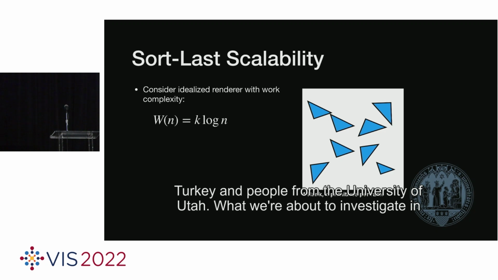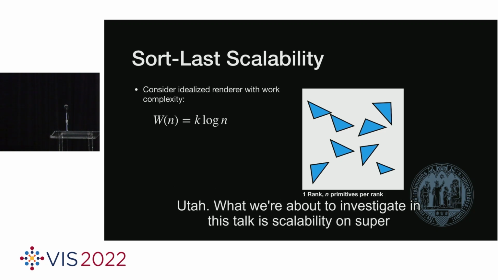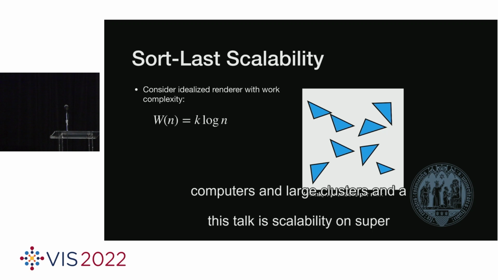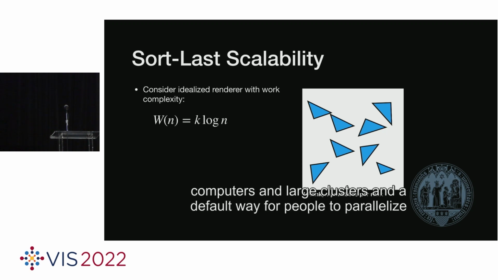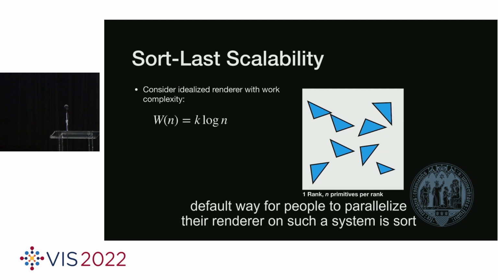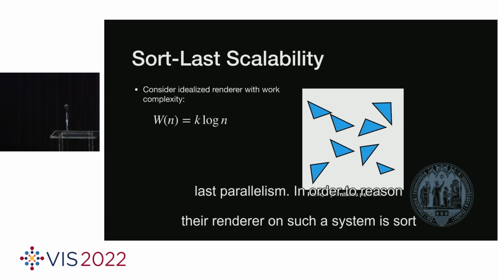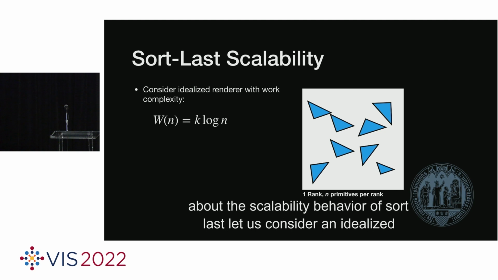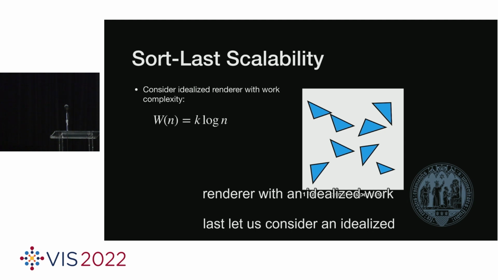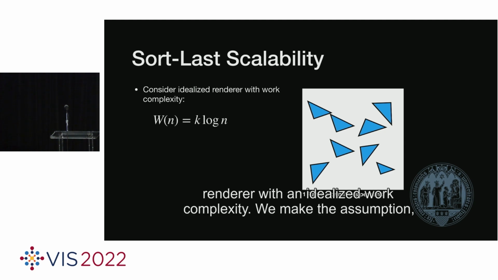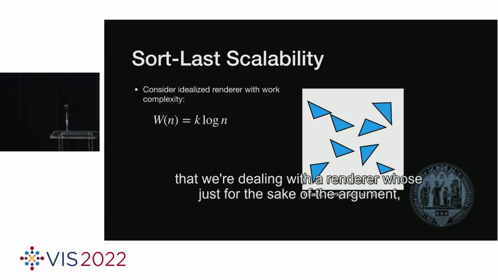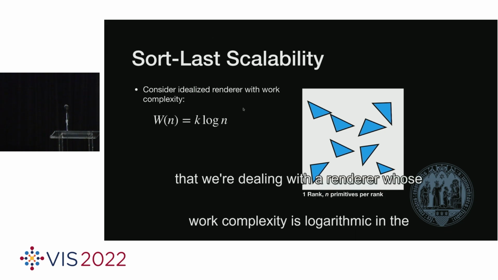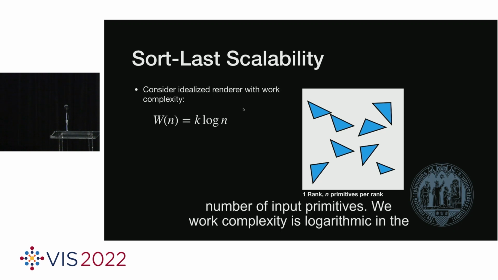What we're about to investigate in this talk is scalability on supercomputers and large clusters, and a default way for people to parallelize their renderer on such a system is sort last parallelism. In order to reason about the scalability behavior of sort last, let us consider an idealized renderer whose work complexity is logarithmic in the number of input primitives.